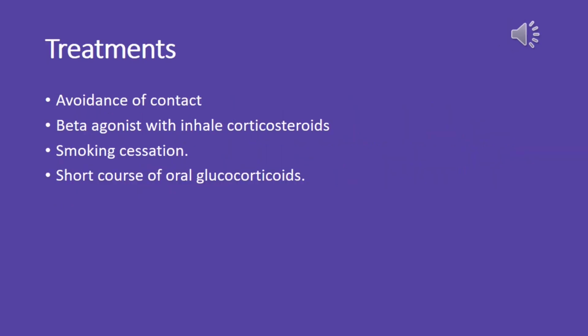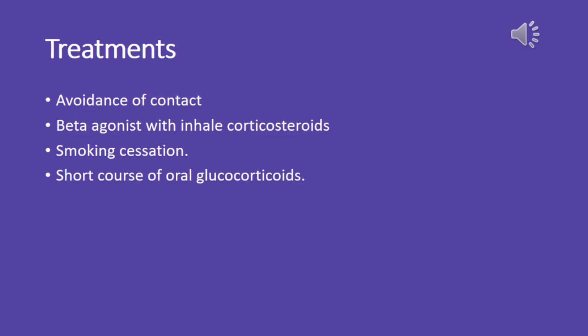Treatments for byssinosis typically include avoidance of contact with the offending dust, such as cotton, flax, or hemp, to prevent further exposure and symptom exacerbation. Inhalation therapy with beta agonists and corticosteroids to alleviate symptoms like wheezing and chest tightness. Smoking cessation, as smoking can exacerbate respiratory symptoms and worsen lung function.